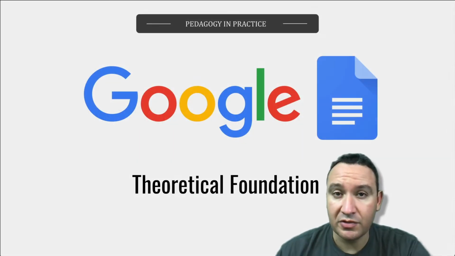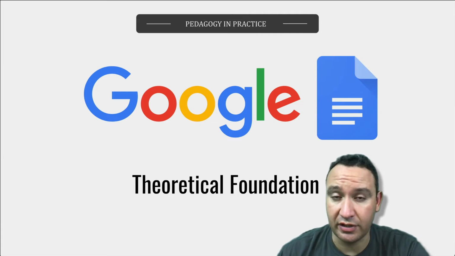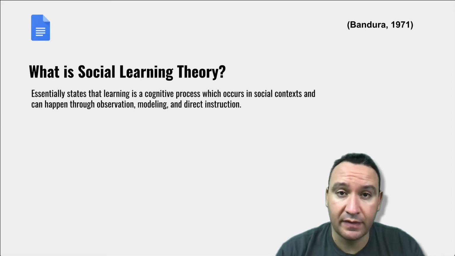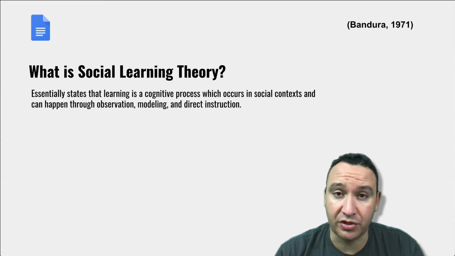Okay, so I thought the best place to start would be exploring a theoretical foundation. And really for this, I'm going to talk about two things: social learning and active learning. So let's go ahead and look at those. So first, what is social learning? Social learning essentially states that learning is a cognitive process which occurs in social contexts and can happen through observation, modeling, and even with direct instruction.